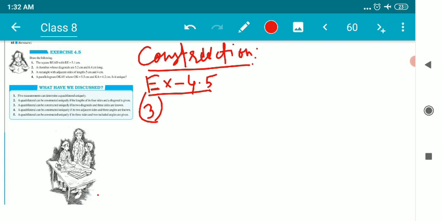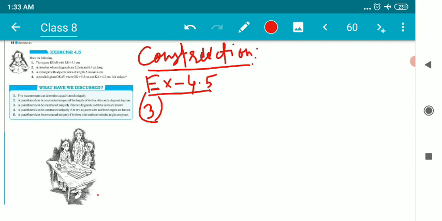A rectangle with the adjacent sides of length 5 centimeter and 4 centimeter. We need to construct a rectangle. We need to construct a rectangle with the adjacent sides of length 5 centimeter and 4 centimeter.